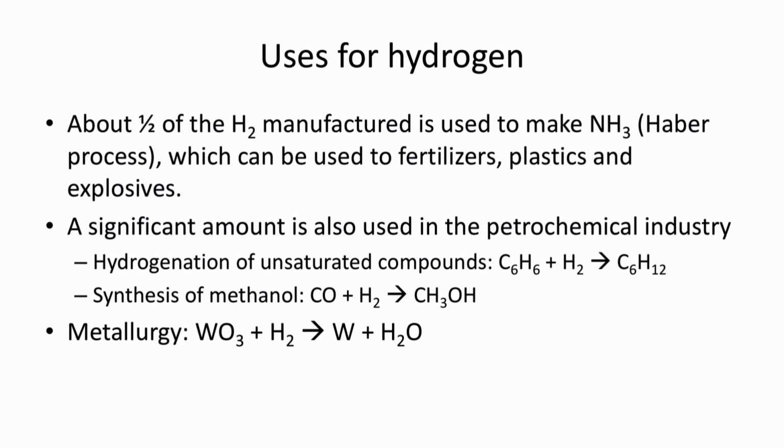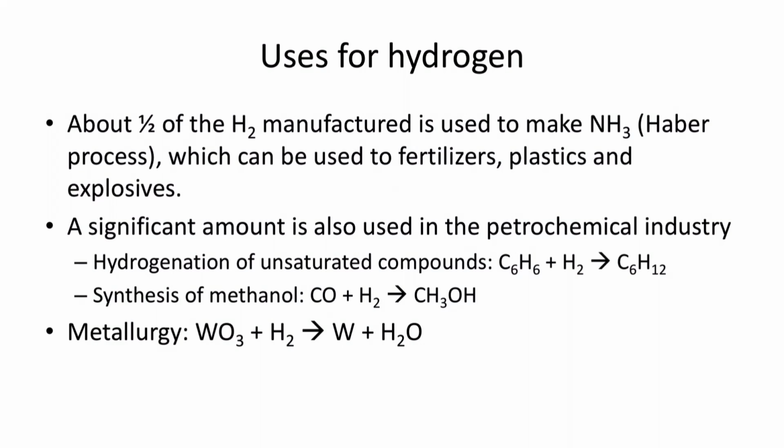So now, what are some popular uses for hydrogen? Well, the number one use for hydrogen is to make ammonia. This is something called the Haber process, where you take nitrogen gas and hydrogen gas and combine them to make NH3, ammonia. And you say, well, what is hydrogen used for in this reaction? Well, ammonia itself is super useful because we can use it to make fertilizers or plastics or even explosives.